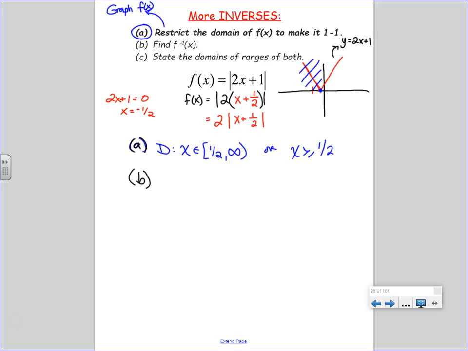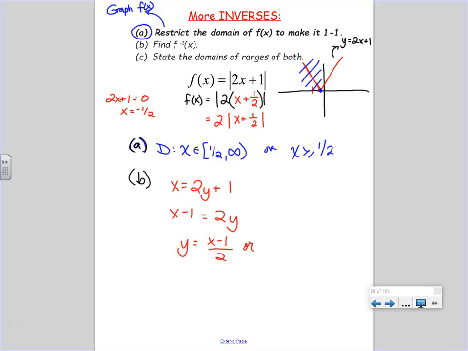Not yet. No minusing 1 until we switch the x with the y. Good. We switch the x with the y, so we get x is equal to 2y plus 1. Then we subtract the 1. And after we subtract the 1, what are we going to do? Yeah, divide by 2. So we'll get y is equal to x minus 1 over 2.